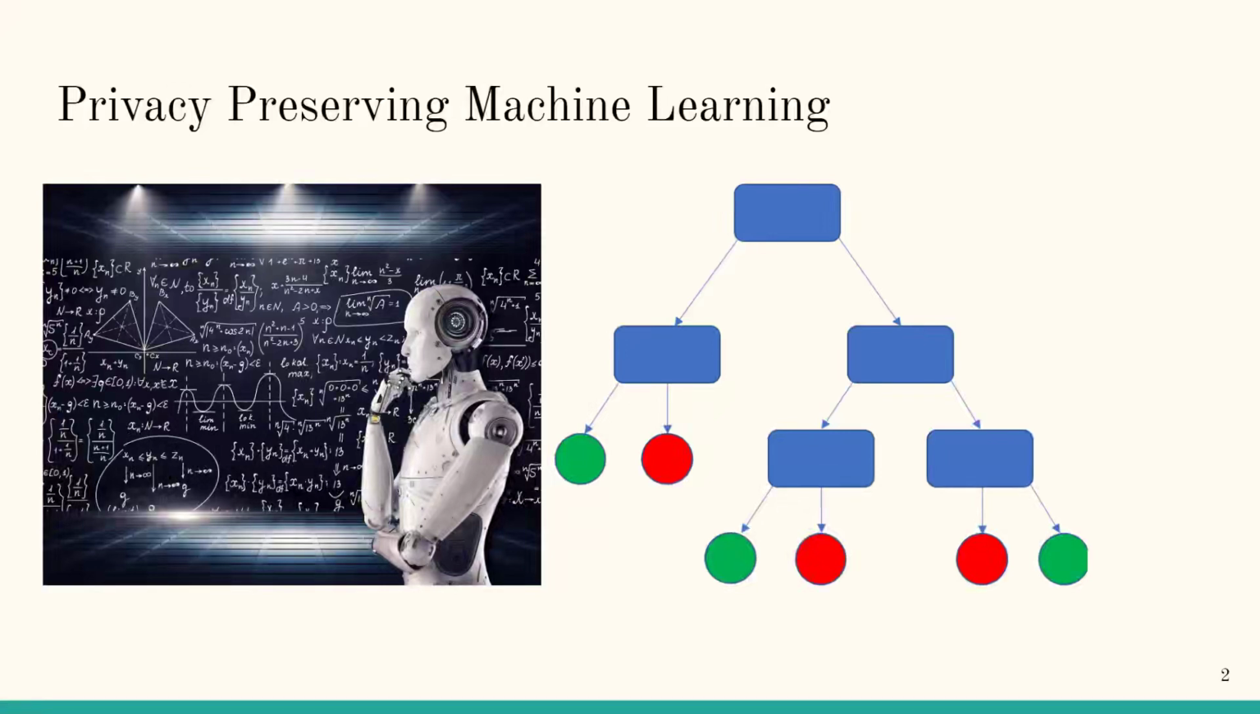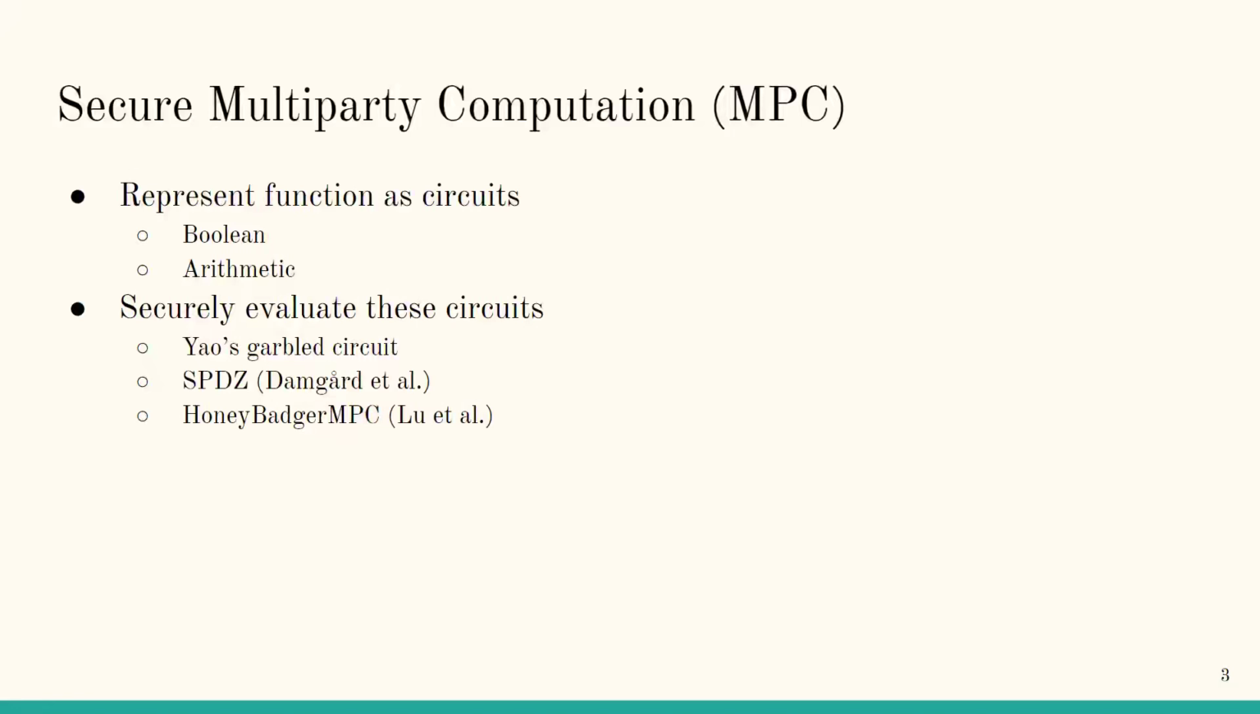With the rise of many data processing applications, such as machine learning algorithms like decision tree evaluations, the problem of data privacy began getting more and more attention as well. How can we protect the privacy of user data while still being able to perform useful computations on them? One way this can be done is through secure multi-party computation, also known as MPC. By representing these functions as either Boolean or arithmetic circuits, MPC offers a way to securely evaluate these circuits without revealing any additional information on the user's private inputs.